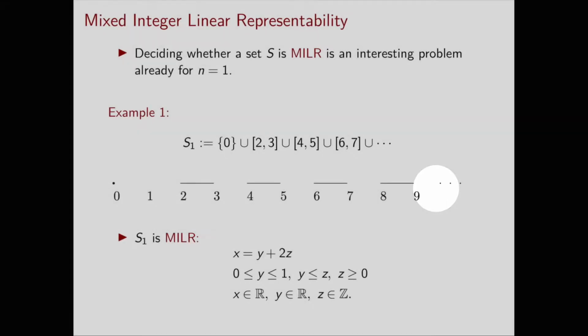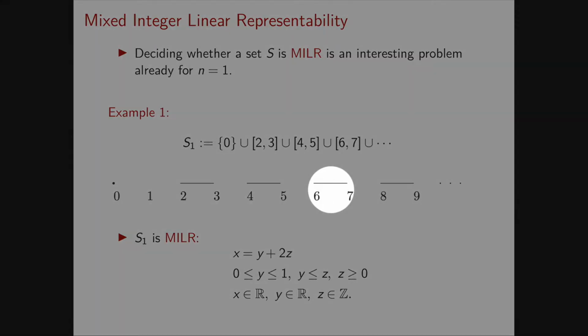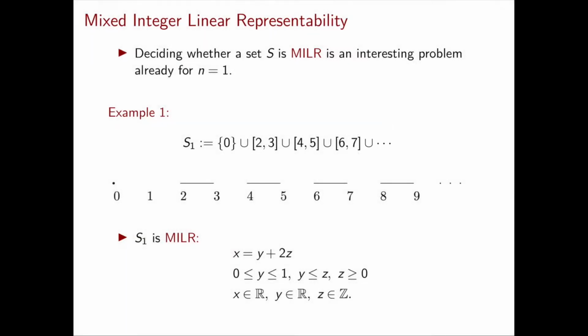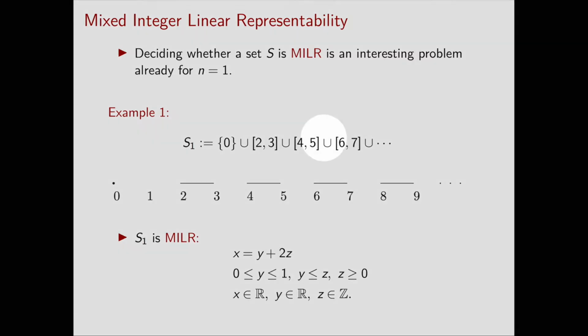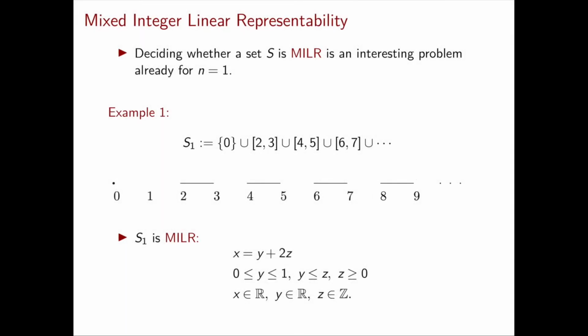So we can just draw it, represent it in a picture, and algebraically it's described in this way. So this is the set S1. It contains the origin, then the segment between 2 and 3, 4 and 5, 6, 7, 8, 9, and it repeats forever in this fashion. It's easy to see that this set is mixed integer linear representable.